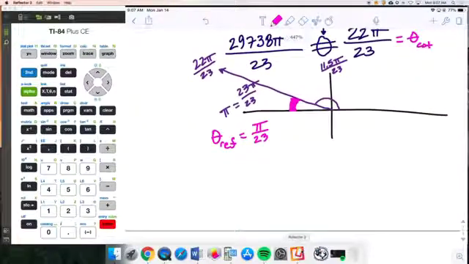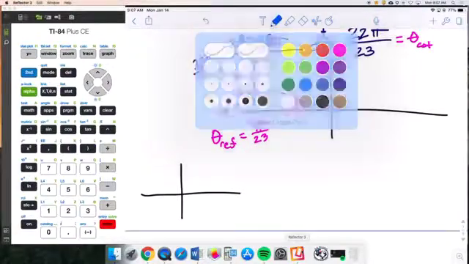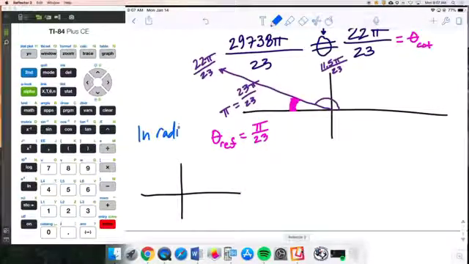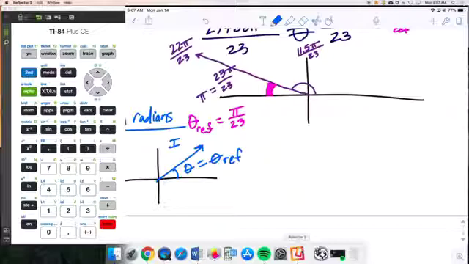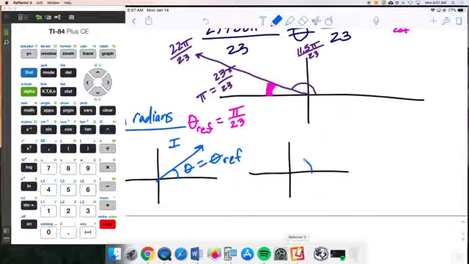Let's go ahead and draw those 4 situations again, but let's do them with radians, okay? Let me copy this. I'll just reuse that. Okay. So now in radians, if we land in quadrant 1, theta is the same as theta ref, right? Because it's still positive and acute. All right. If we land in quadrant 2, over here, there's theta.